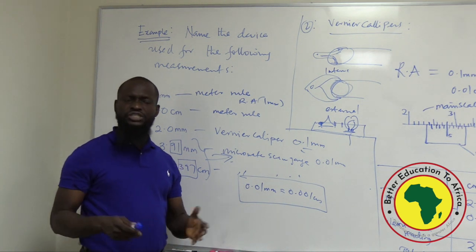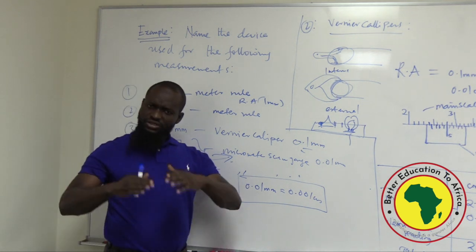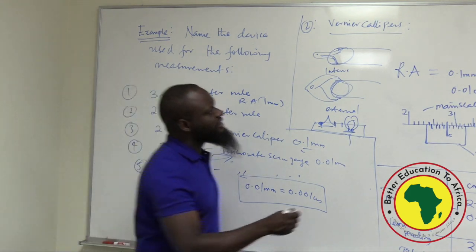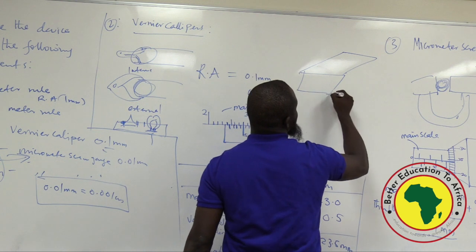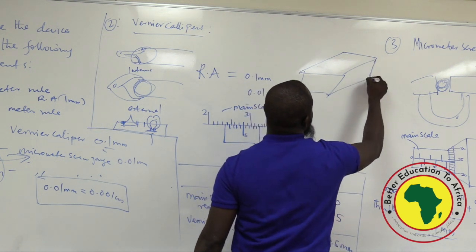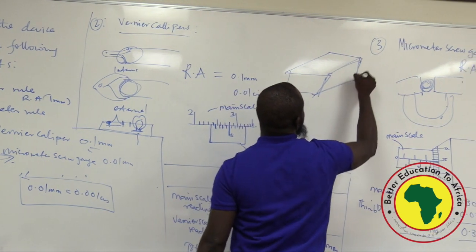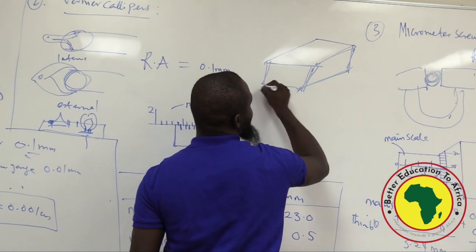Then for solids, to measure volumes of solids, you can just take the dimensions. If it's a regular solid, like if I have something like this, I want to measure the volume, a regular solid like this, okay?